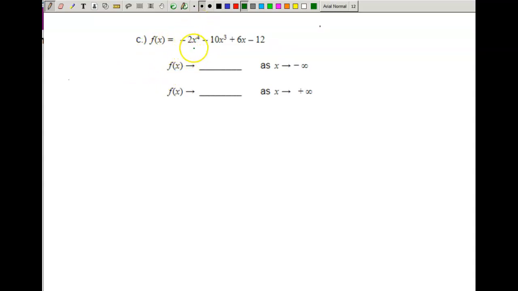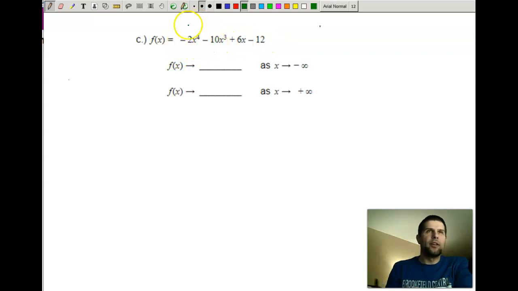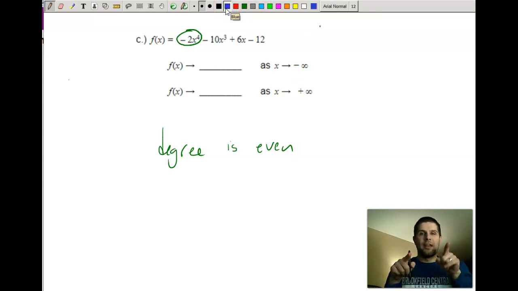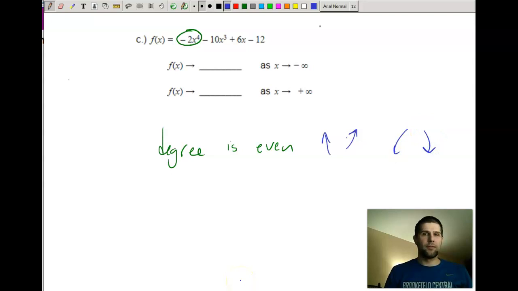So negative 2x to the fourth, we have a whole polynomial here. The dominant term is all I care about for end behavior. I have negative 2x to the fourth. So I know that the degree here is even. If I have an even degree, that means I know the end behaviors are going to be both going up or both going down, right? So it's going to be like this, either both going up or both going down. One of those, right?